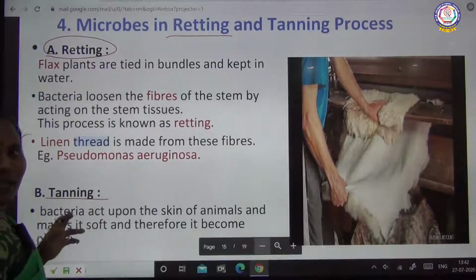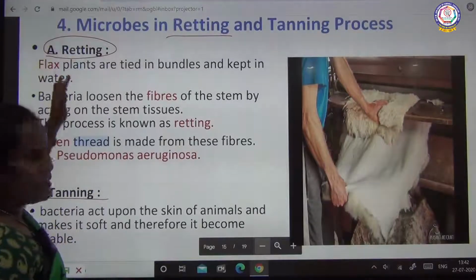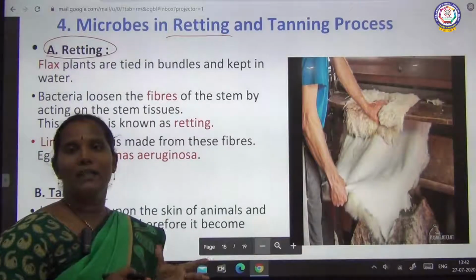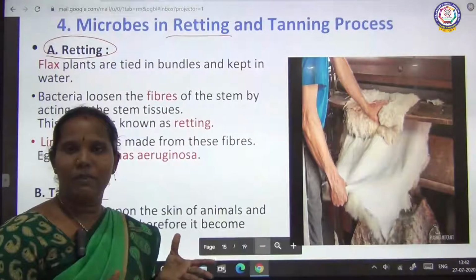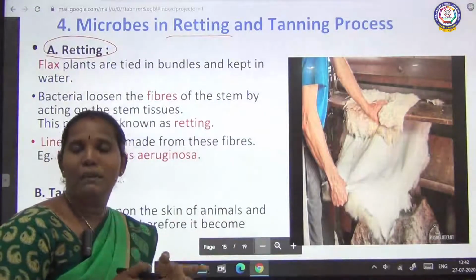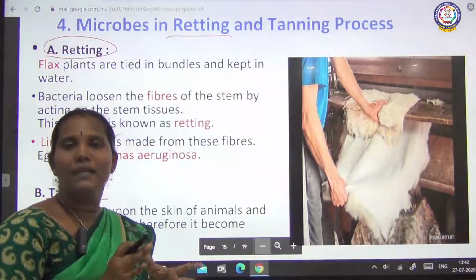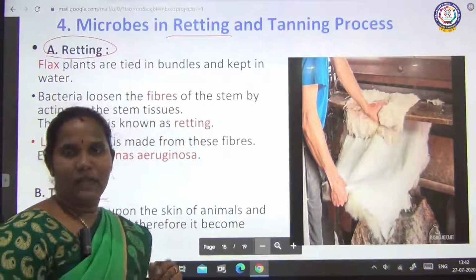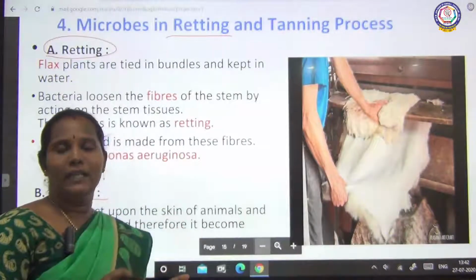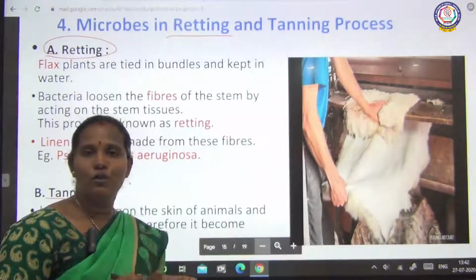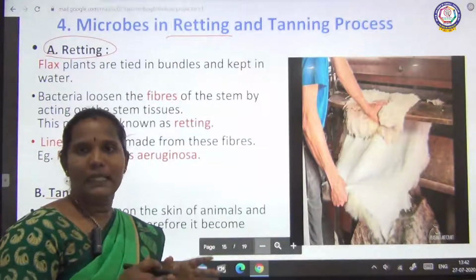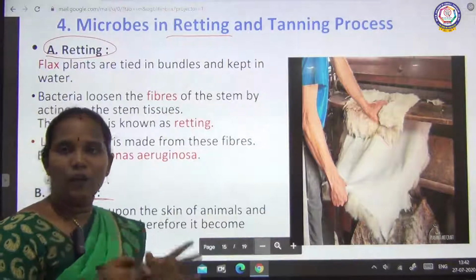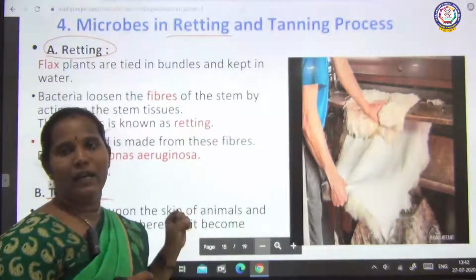Retting and tanning. Retting means plant material is used to prepare thread, from the fiber content of many plants. When a plant's fiber is used to prepare thread, that process is called retting. When animal skin is used to prepare leather, that process is called tanning. Some microbes are used in both tanning and retting.